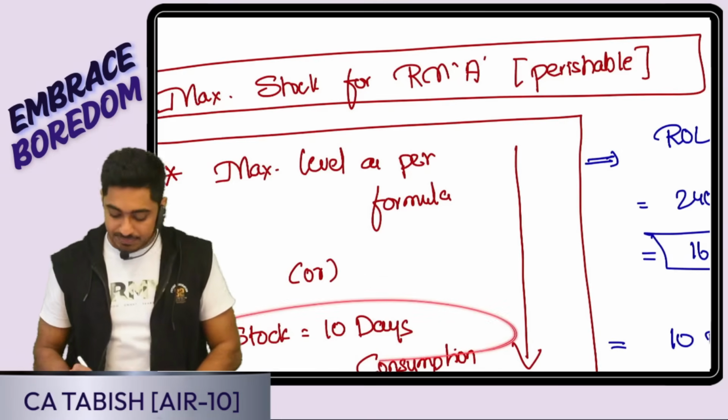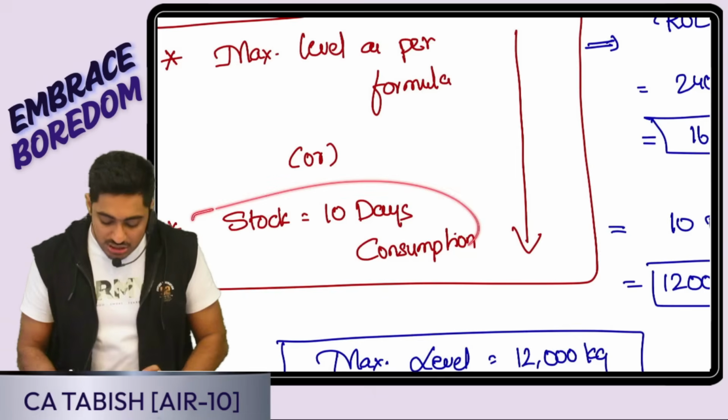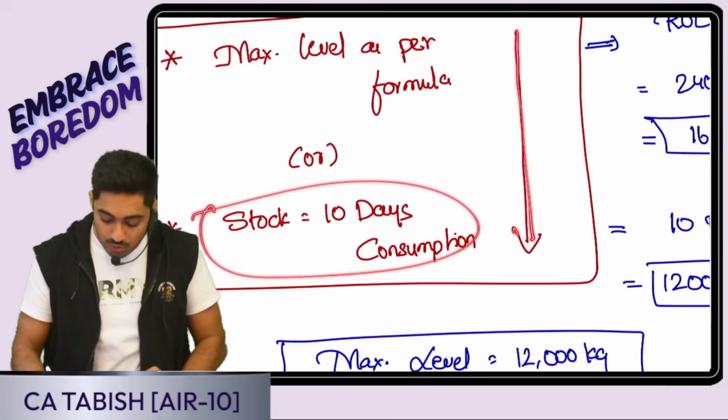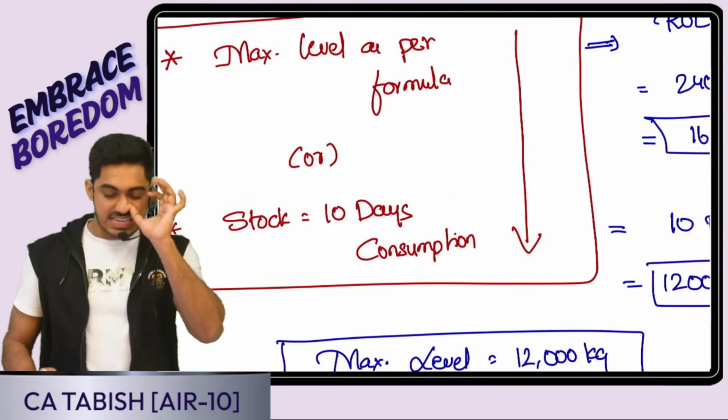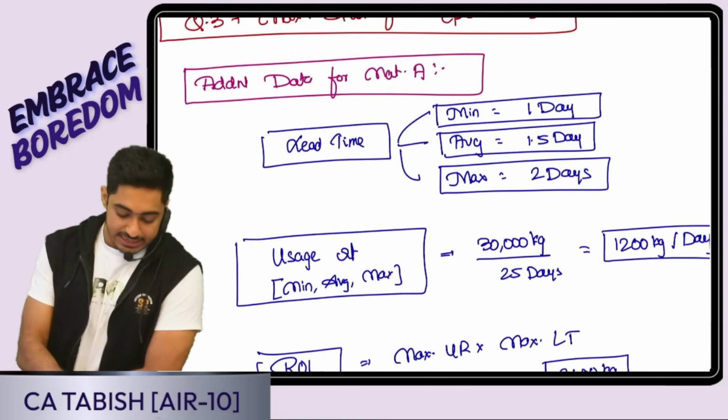Whichever is lower. Yes, in our case, maximum for 10 days I can hold the goods. So stock is equal to 10 days. Whichever is lower. I will try explaining. Pay attention. First let me calculate the basic data for material A.